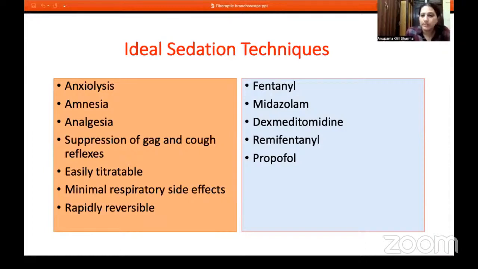Nowadays, dexmedetomidine is extremely popular. It is an alpha-2 agonist. It has good analgesic and sedative properties without causing respiratory depression. About 0.2 to 0.7 micrograms per kg per hour infusion can be started, and many studies have been done on it. It is an excellent drug of choice if used appropriately. Other combinations can be remifentanil, a short-acting opioid, with small boluses of midazolam.